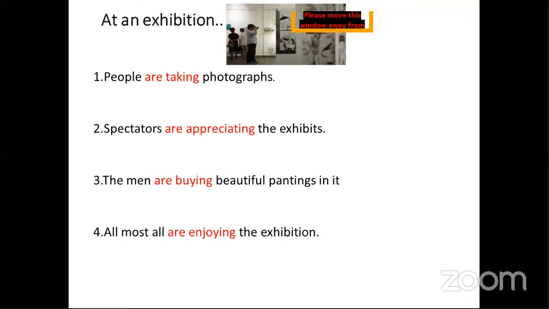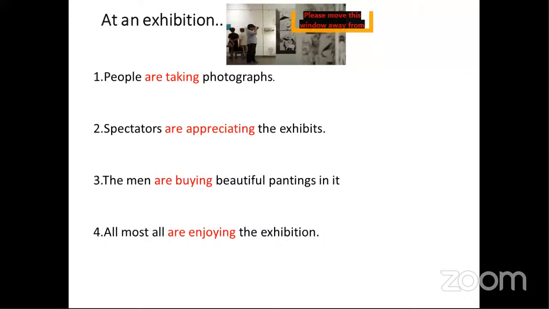You have to imagine you are in an exhibition, right? Now, most of the time we have exhibitions at schools. Sometimes you may have the experience of seeing an exhibition outside, right? There are many places, right? So these are some kind of activities done by the people in the exhibition, right?